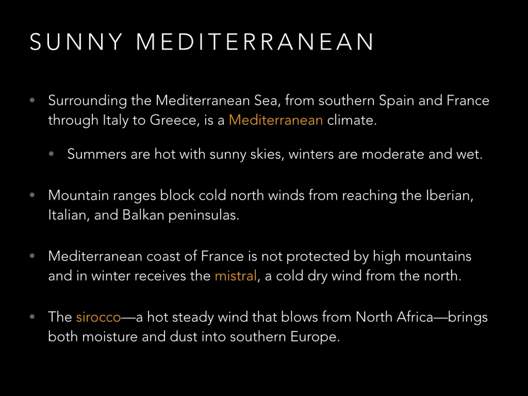Sunny Mediterranean. Surrounding the Mediterranean Sea, from southern Spain and France through Italy to Greece, is a Mediterranean climate. The summers are hot with sunny skies, and winters are moderate and wet. Mountain ranges block the cold north winds from northern Europe from reaching the Iberian, Italian, and Balkan peninsulas.